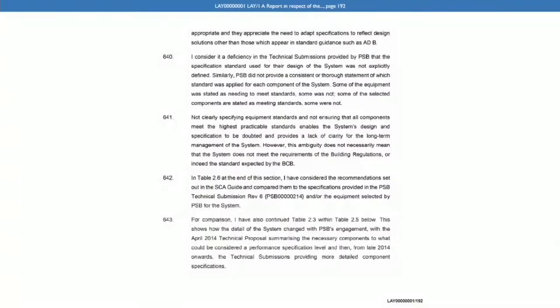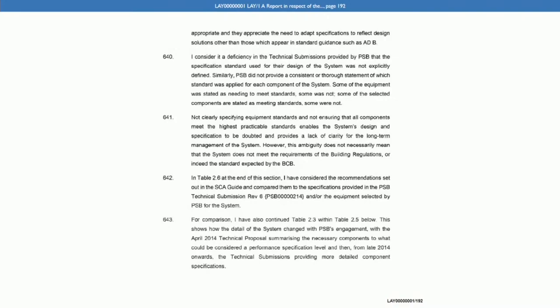So I think you're saying, yes, it did, but lots of other people were doing that at the same time. Yes. Now, you tell us in your report that the PSB technical proposal, you describe it as light on detail. That's at paragraph 504 of your report, page 161. And if we go to page 192, para 640, you say there, I consider it a deficiency in the technical submissions provided by PSB that the specification standard used for their design of the system was not explicitly defined. Similarly, PSB did not provide a consistent or thorough statement of which standard was applied for each component of the system. Some of the equipment was stated as needing to meet standards, some was not. Some of the selected components are stated as meeting standards, some were not.